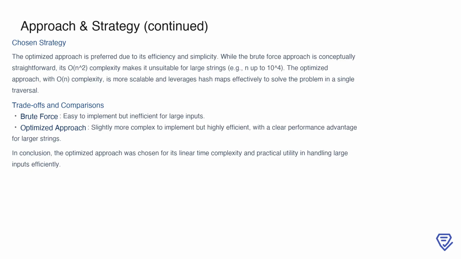In contrast, the optimized approach, with its n complexity, is far more scalable. By leveraging hash maps, it solves the problem in a single traversal, making it not only faster but also more elegant. When comparing the two, the brute force method is simpler to implement but quickly becomes inefficient as the input size grows. On the other hand, the optimized approach, though slightly more complex to implement, provides a significant performance advantage for larger inputs. Ultimately, the decision to use the optimized approach is driven by its ability to handle large datasets effectively, ensuring both speed and practicality in real-world scenarios.